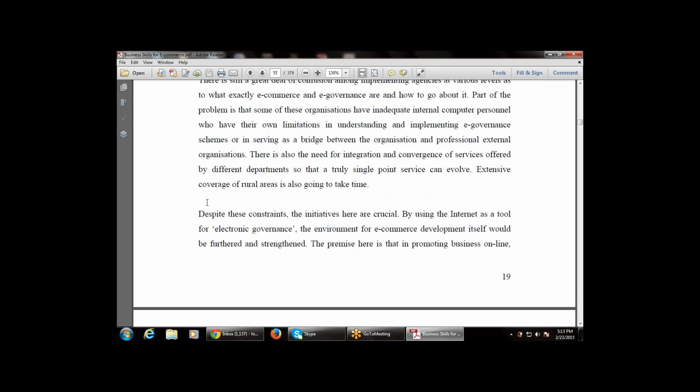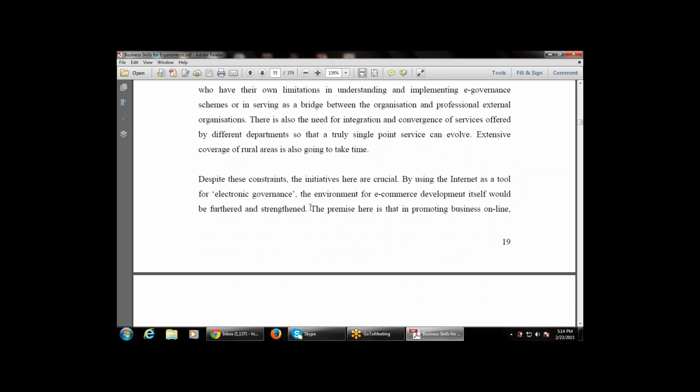The next paragraph says, despite these constraints, the initiatives here are crucial. By using the internet as a tool for electronic governance, the environment for e-commerce development itself would be furthered and strengthened. The premise here is that in promoting business online, regardless of these constraints, the internet is used as a strength for the various electronic devices.